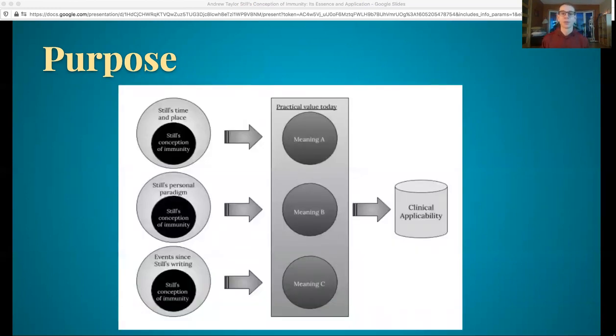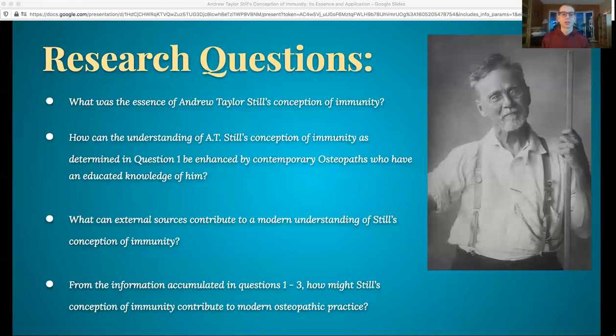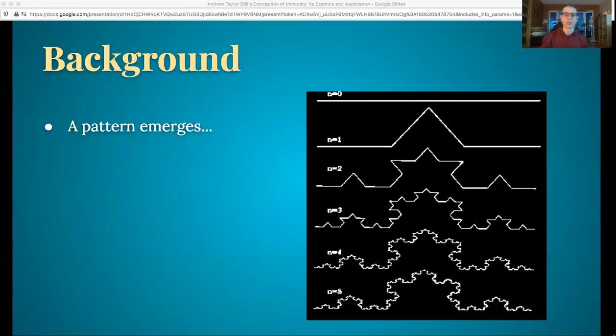That goal was informed by a number of stages of inquiry. Still's conception of immunity was contextualized inside of his own time and place, his personal worldview, and the events that have occurred since his death. These all yielded different meanings that were then compared and sifted for modern clinical applicability. So that process of inquiry was formalized into these four research questions. Though the research process was cyclic, each question can be roughly understood as being a particular stage of the research process, which I will discuss in a minute.